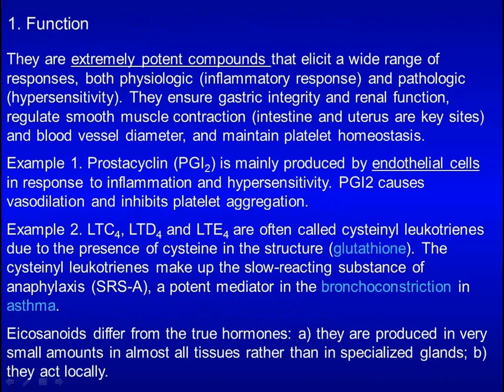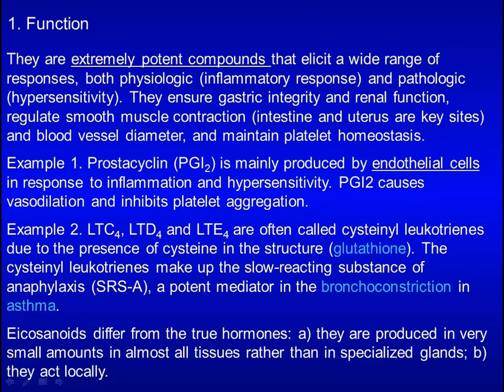Eicosanoids are extremely potent compounds. For example, prostacyclin PGI2 is produced by endothelial cells in response to inflammation. PGI2 causes vasodilation and inhibits platelet aggregation. Leukotrienes are slow-reacting substances of anaphylaxis secreted by mast cells and basophils during allergic reactions. They induce prolonged, slow contraction of smooth muscle and cause asthma.